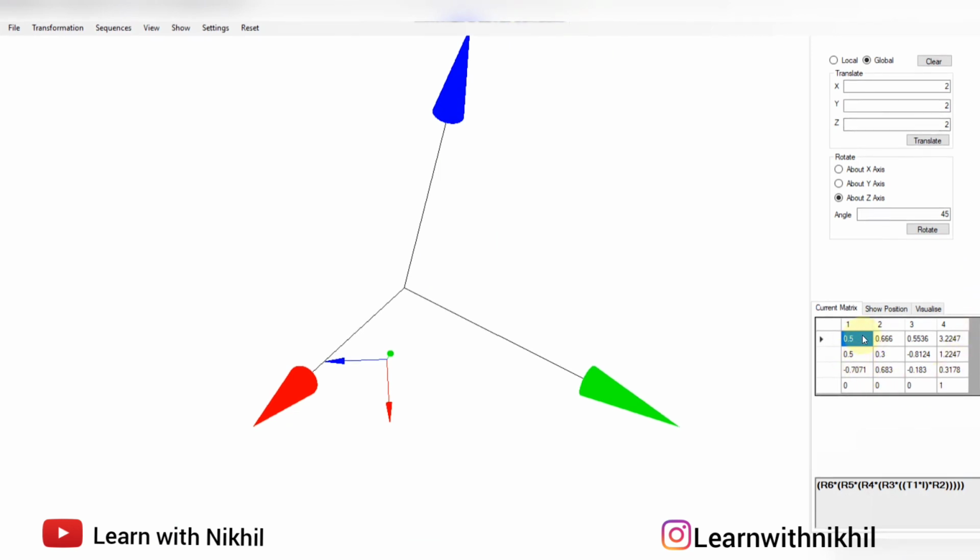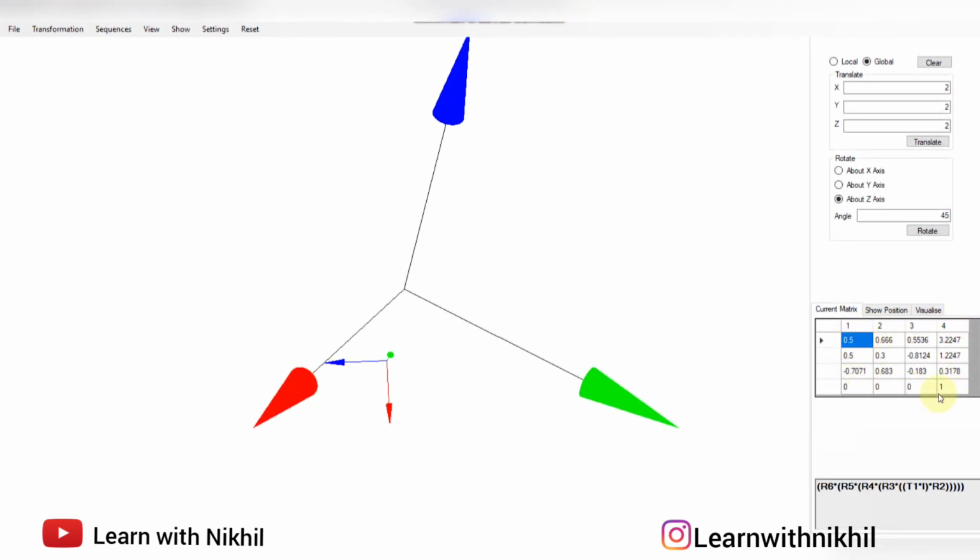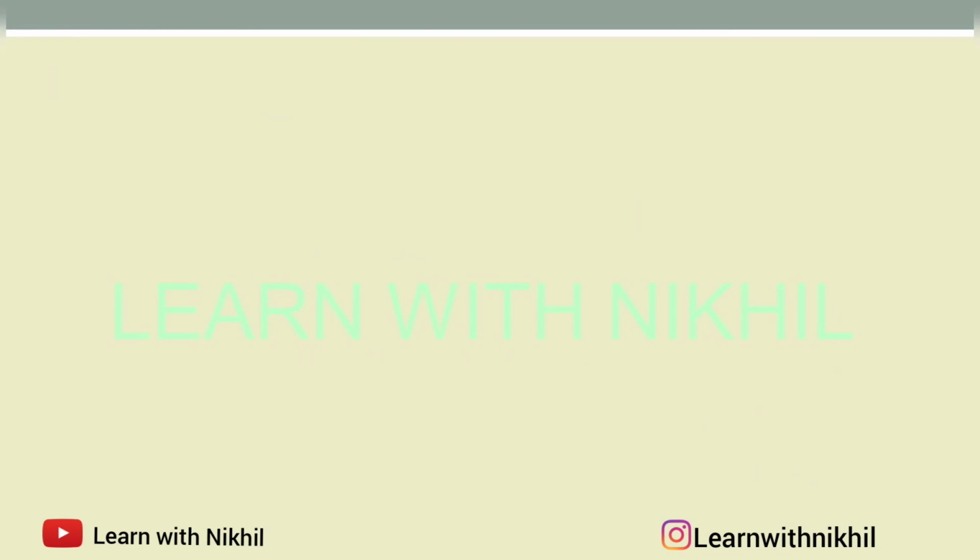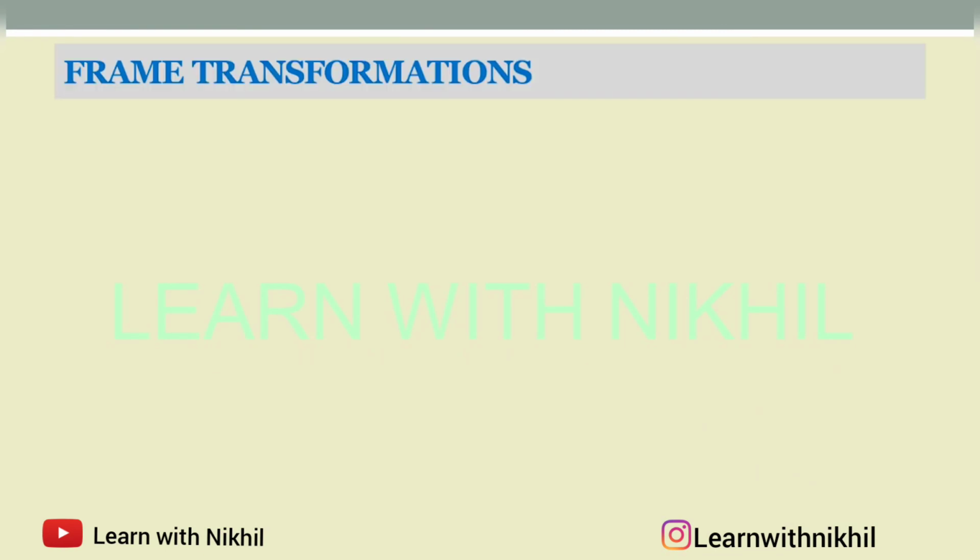So as you can see, there are many changes in the matrix. This matrix, how this value came, I'll explain it in my future lectures. So just keep in mind, these three are the rotation or the orientation matrix, and these three are the position matrix. And this matrix combined is called the frame transformation. So let's move towards that. As we are now clear with the position and orientation, next we'll move towards the frame transformation.